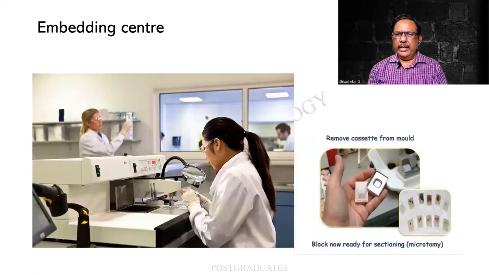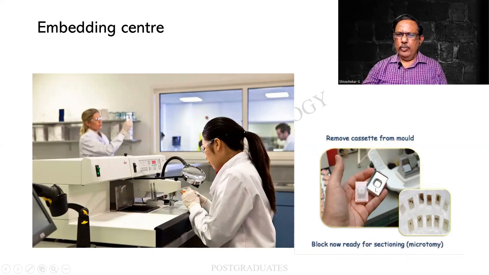The next one is embedding. Embedding is what happens after the impregnation. Impregnation is when I put the tissue in molten wax and the wax percolates into the tissue. After that, the tissue needs a mechanical support so that it can be held onto a microtome and sections can be cut. That is called embedding. This used to be done manually, but nowadays we have various capsules.